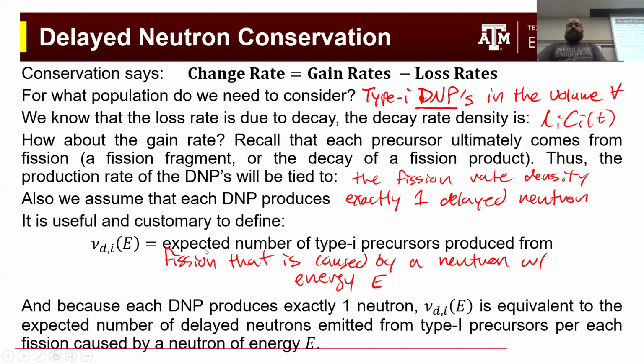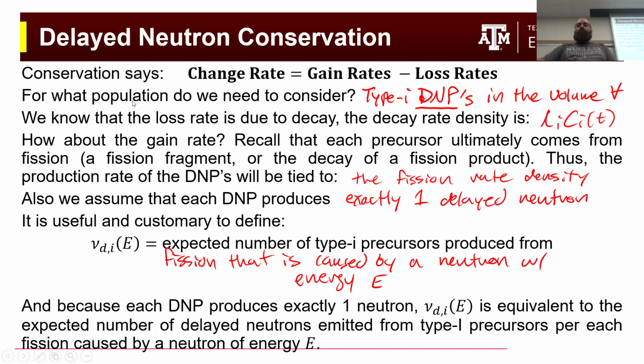And because every time we get a delayed neutron precursor, it produces exactly one delayed neutron, this represents the exact same thing as the number of delayed neutrons emitted from type i precursors per fission caused by a neutron of energy E. So in that context, it means what we were probably thinking it meant. It's telling us about the number of neutrons that come out from our delayed neutron precursors every time a fission happens caused by a neutron with energy E.